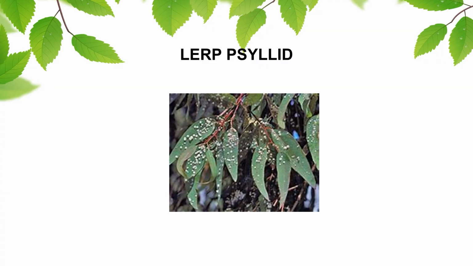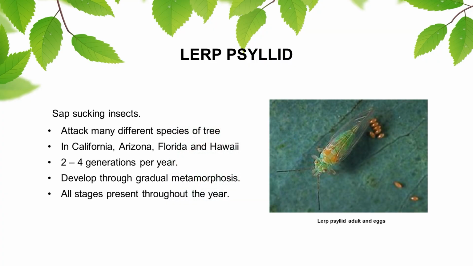Lerp Psyllid. Lerp Psyllid description. Lerp Psyllids are sap-sucking insects. They attack many different species of trees and may be found in California, Arizona, Florida, and Hawaii. Lerp Psyllids can have from 2 to 4 generations per year. They develop through a gradual metamorphosis. In some areas, all stages can be present throughout the year.